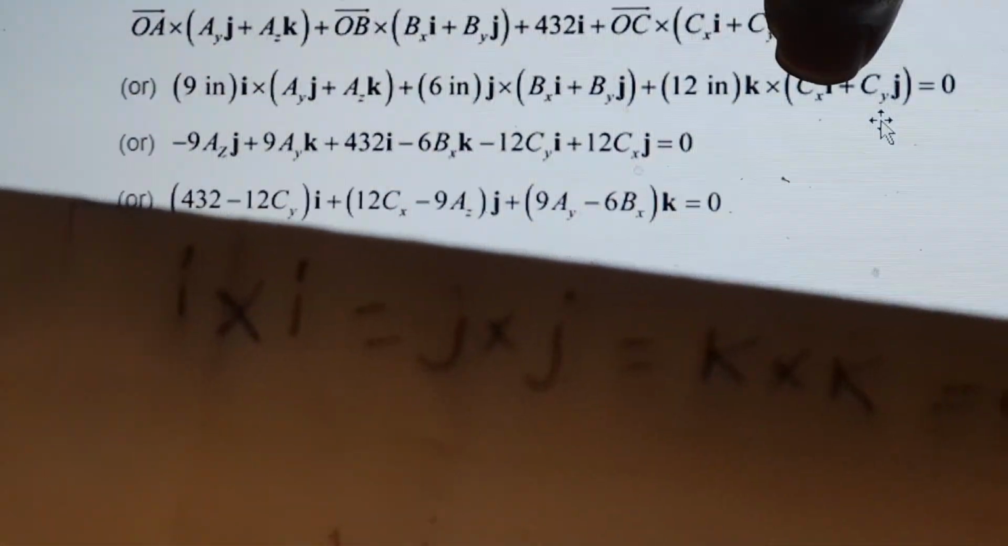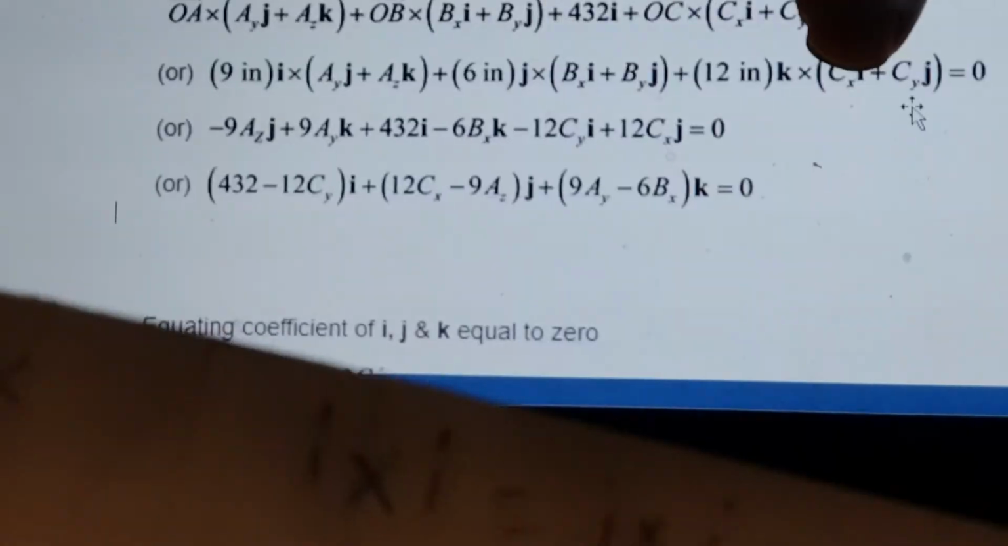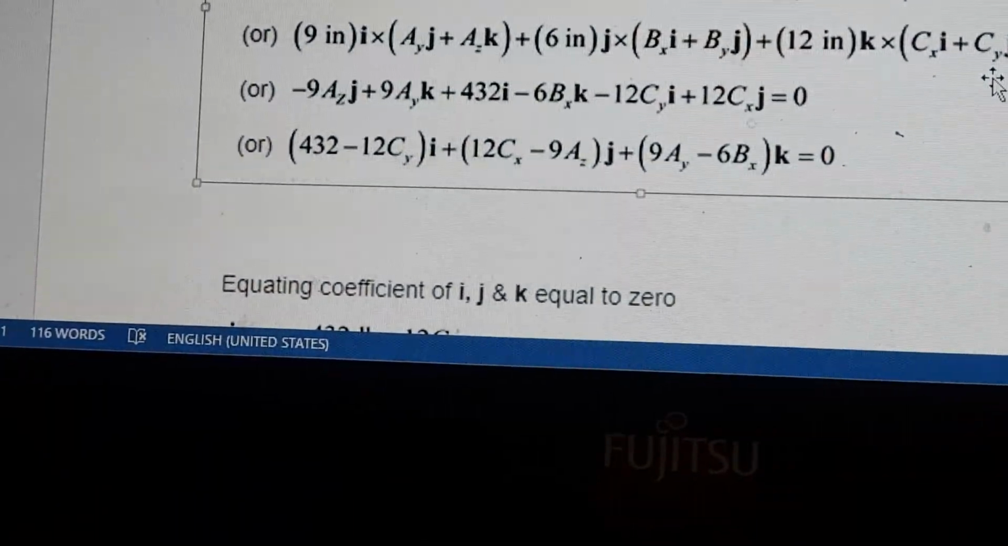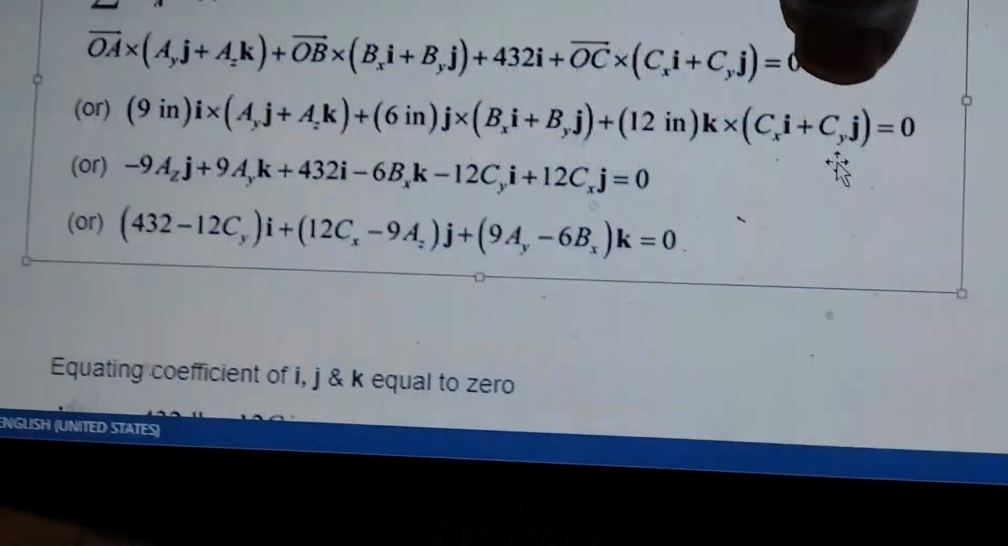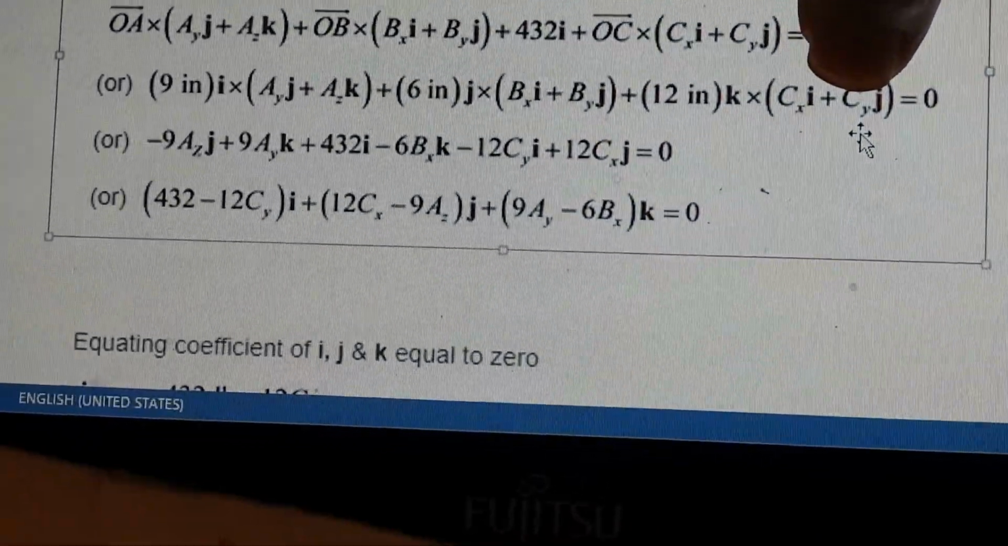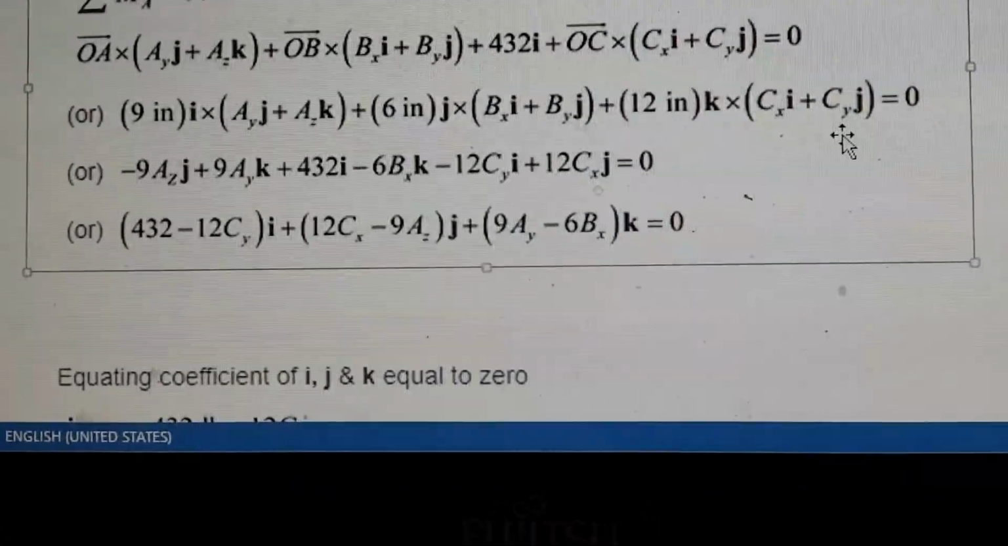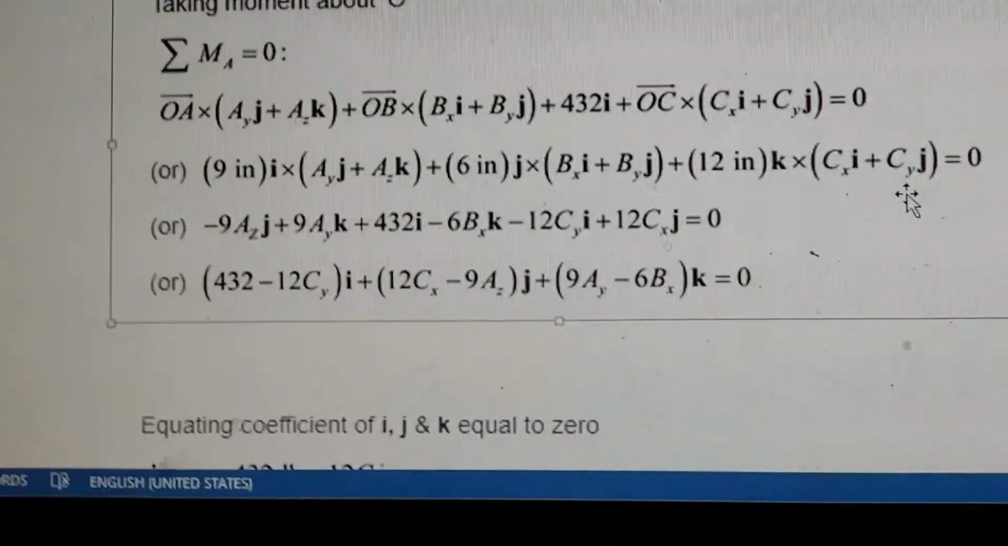K times I is J. So 12 CX J. 12 CX, look at this, 12 CX J. The last one, K times J. K times J is minus I, because J cross K is I, K cross J is minus I. So 12 CY minus 12 CY I. Look at this, minus 12 CY I. Once we put this, we have to rearrange everything together.